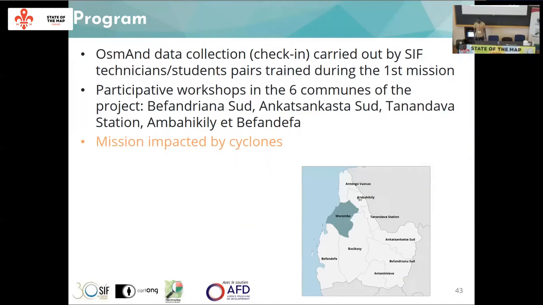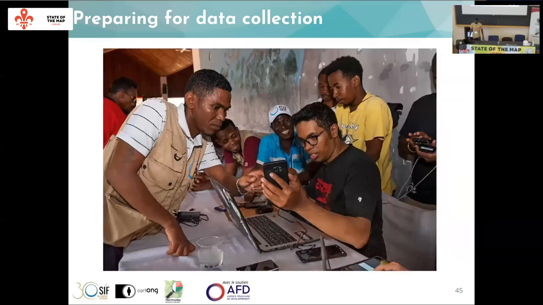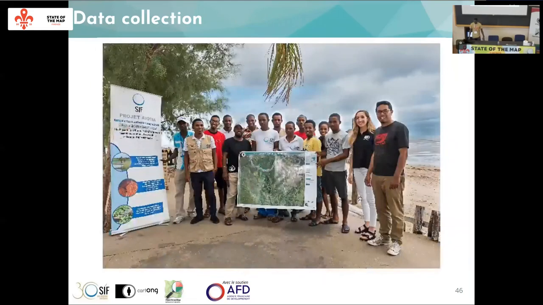In terms of the data collection, it was carried out with our SIF, Secours Islamique team, with the students whom we trained in the first training session. And we also carried out a workshop in the 6 communes of the area of interest. And we noted that the mission was impacted by the cyclone. For the data collection, we printed a list of items that they have to collect in the field. Here are some pictures of the preparation of the data collection. You can see also the team.